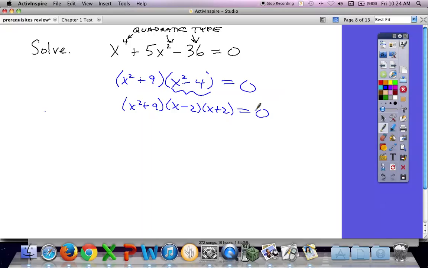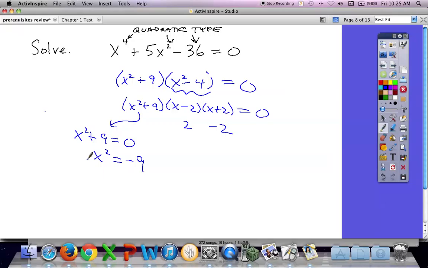Okay, so these two factors will give us which answers? Yeah, x equals 2, x equals negative 2. If we had to solve this one, x squared plus 9 equals 0, then subtract 9 from the other side. And then what would happen when we take the square root? It's not a real number, right?